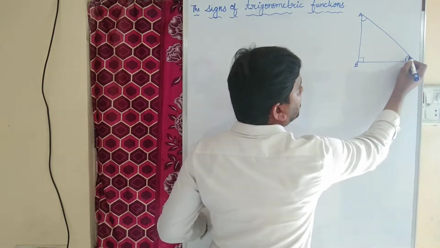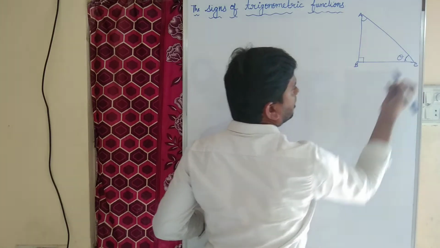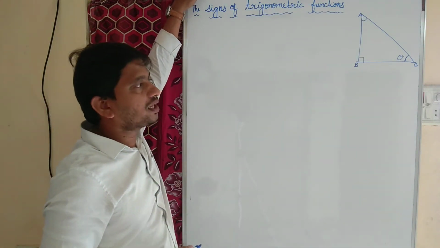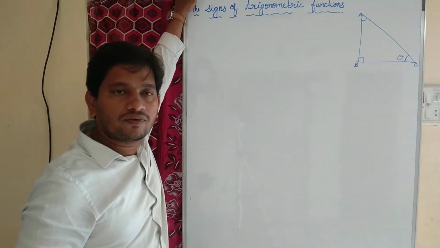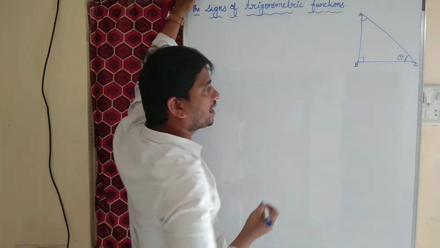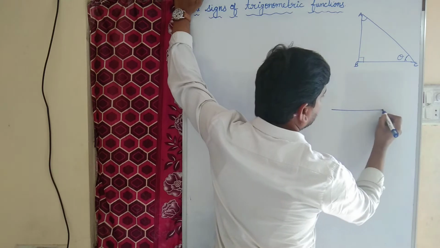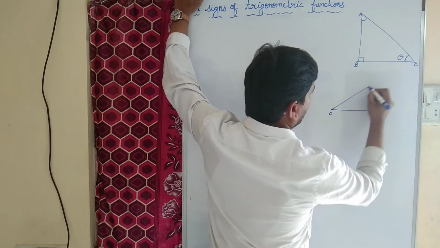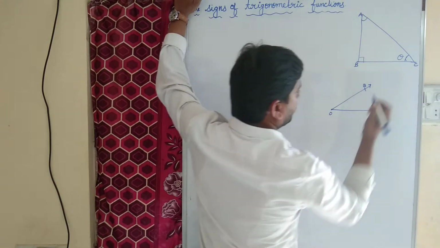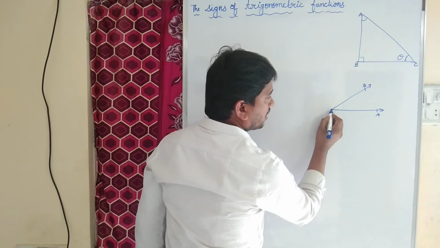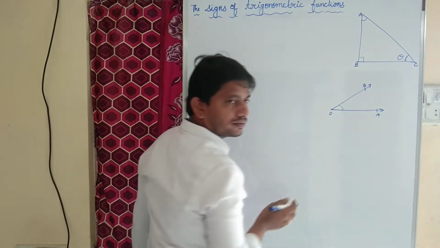Suppose you consider angle C which is equal to theta. So what do you mean by theta? Theta is the measure of an angle. Students, do you know what you mean by an angle? So this is a ray OA and this is the ray OB. When two rays meet at one point, they make an angle.